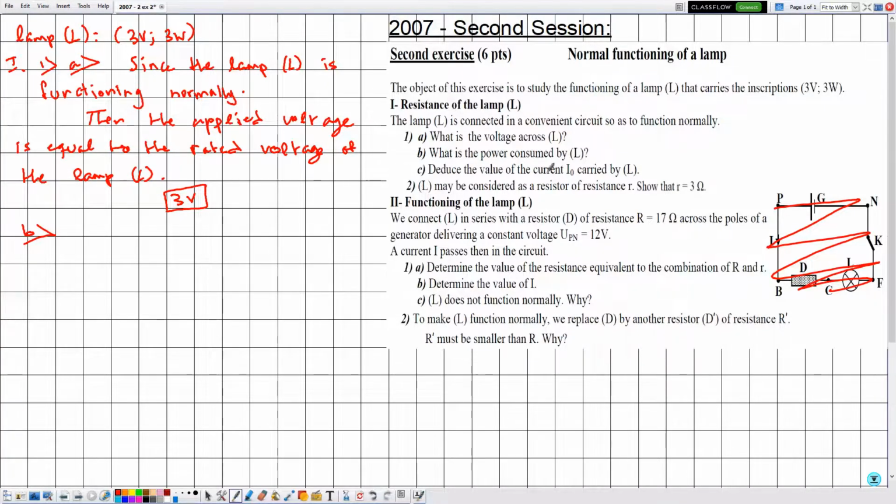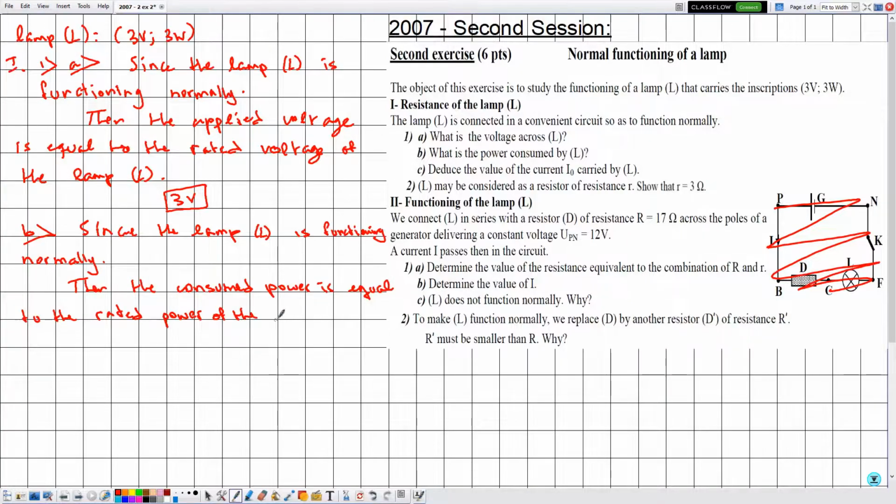Now in part B, what is the power consumed by L? Since the lamp L is functioning normally, then the consumed power is equal to the rated power of the lamp L, which is given by, in this case, 3 watts.